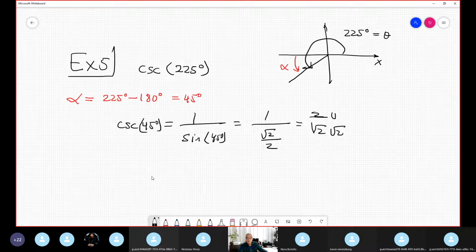Rationalize. 2 over radical 2 is radical 2, because radical 2 times radical 2 is 2, and these 2 cancel, only radical 2 stays. And the answer is radical 2. But you adjust the sign. The sign is positive or negative?